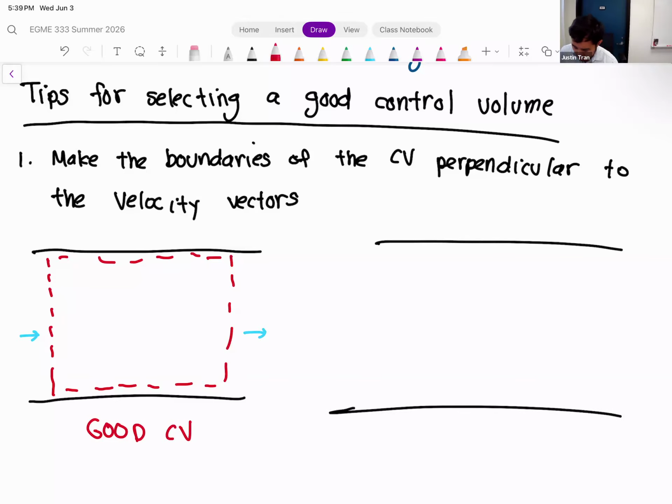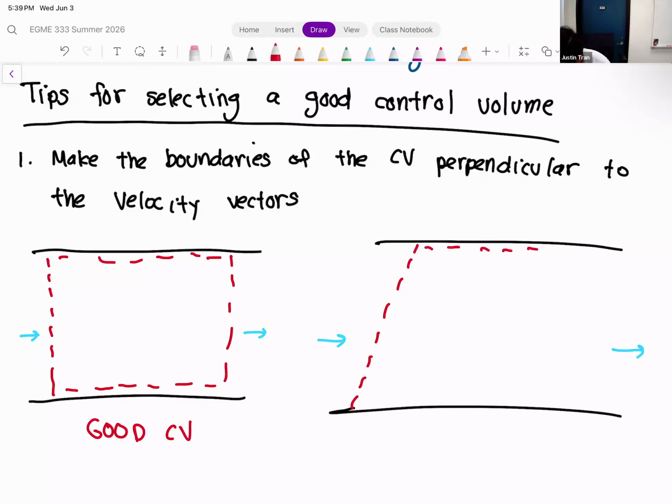Okay, so a bad CV, let's look at the same situation. We have flow in a pipe, and we know the flow is going from left to right. A bad CV would look like the following, right? Maybe you're cutting your control volume at a bias like this, and so your normal vector and your velocity vector are not perfectly aligned. So when you compute your dot product, it's going to be a little bit annoying because you have to have that cosine term there.